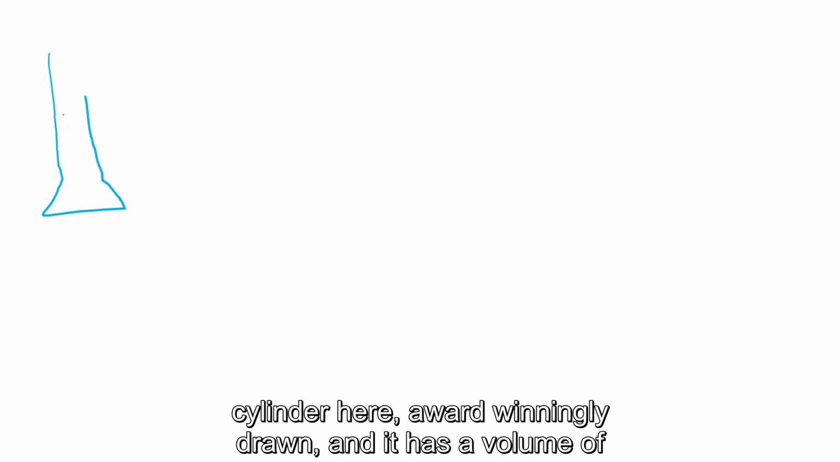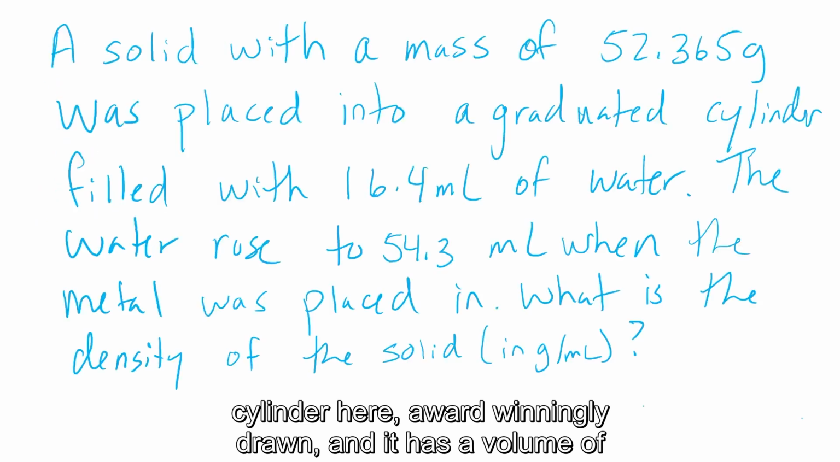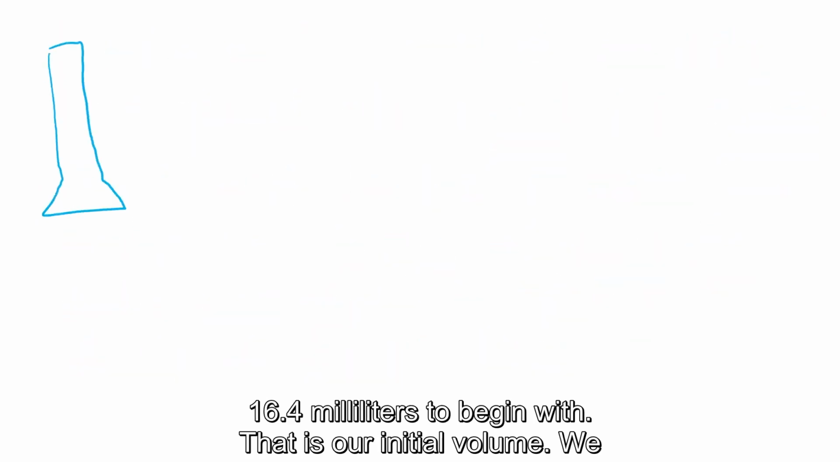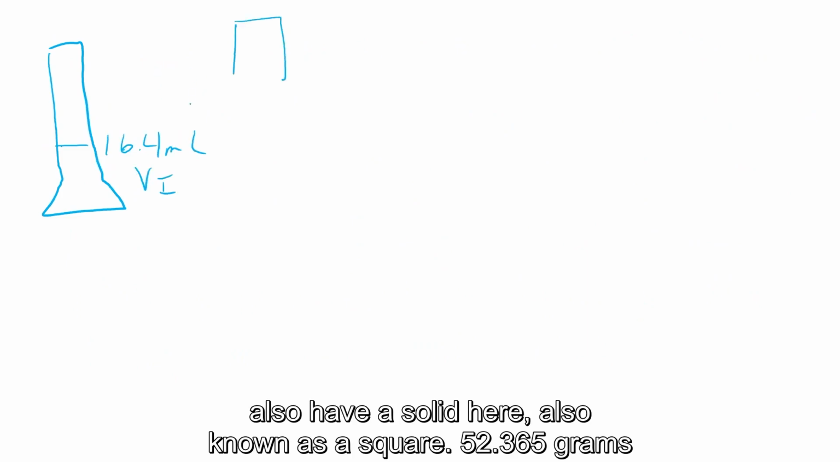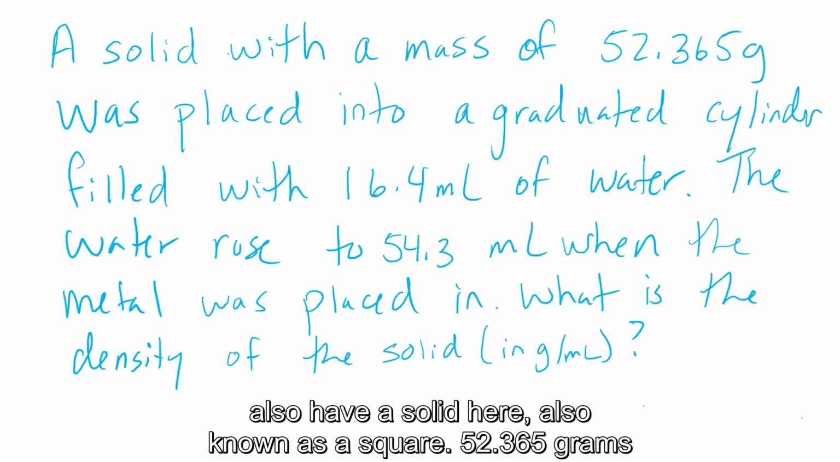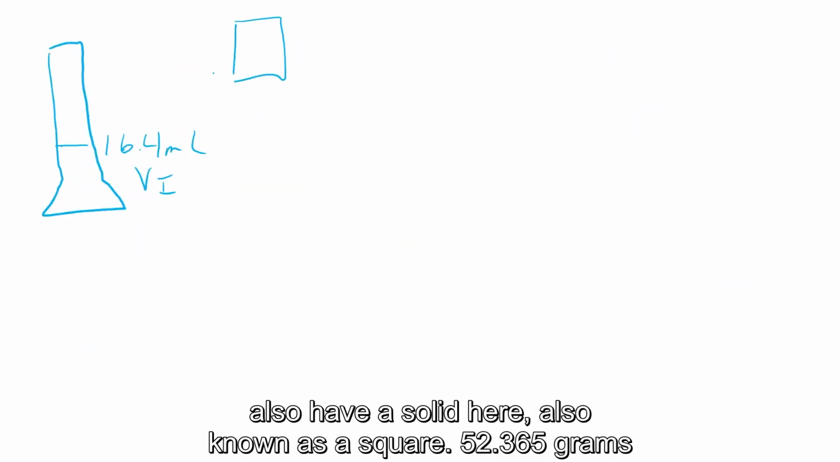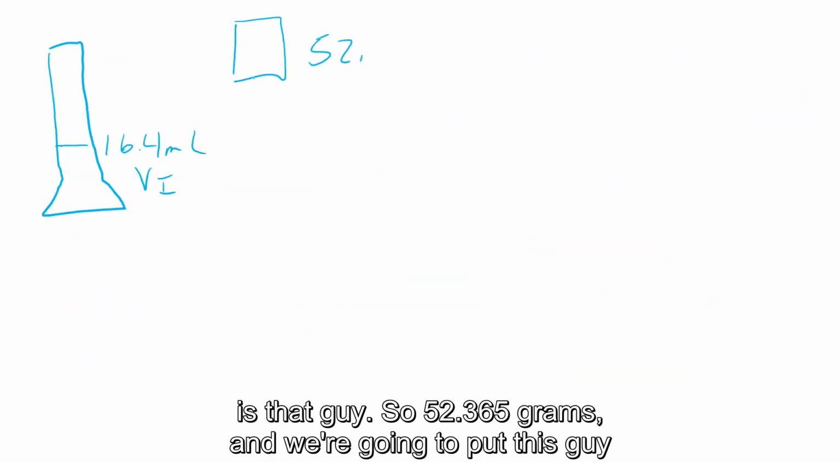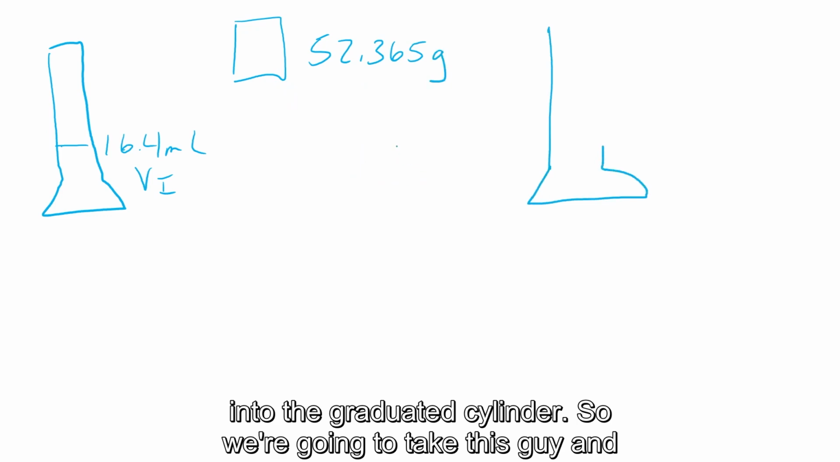So if we kind of sketch what we got going on in this problem, we got a graduated cylinder here, award-winningly drawn, and it has a volume of 16.4 milliliters to begin with. That is our initial volume. We also have a solid here, also known as a square. 52.365 grams is that guy. And we're going to put this guy into the graduated cylinder.